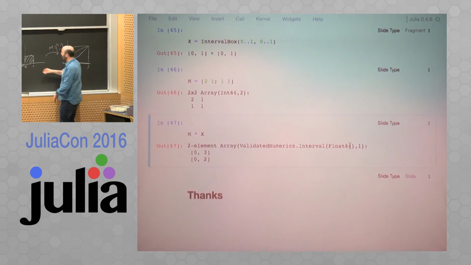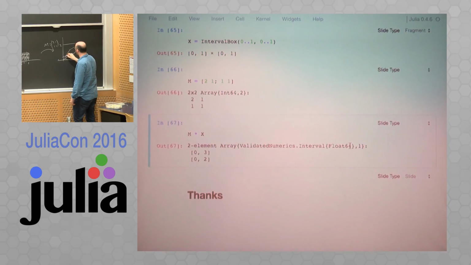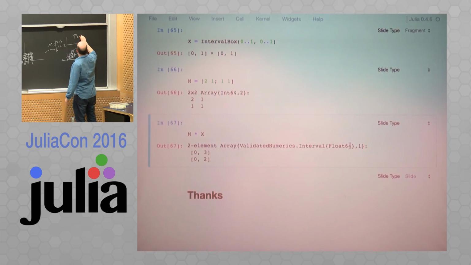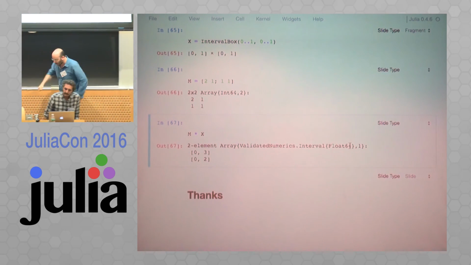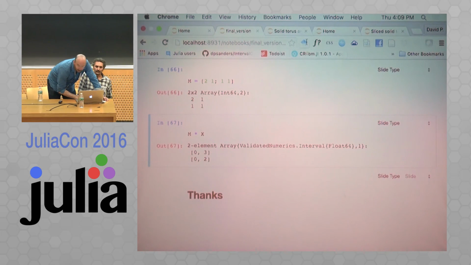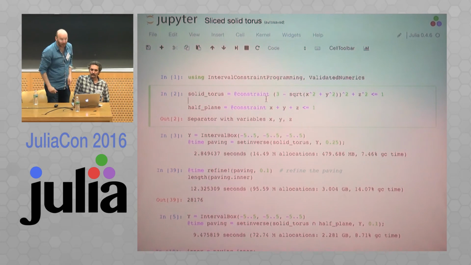If we want a better estimate, we just split up this interval into some boxes, and then what we're going to get is a series of boxes that cover this set. So I don't have a picture of that, but that's called a paving. And so this interval constraint programming package uses pavings to represent sets in a rigorous way. So I'm actually going to just show you that very quickly. So this is what you do. This is what you write.